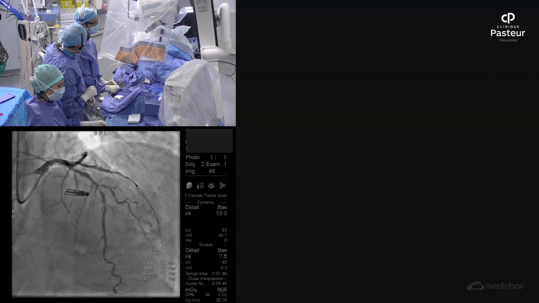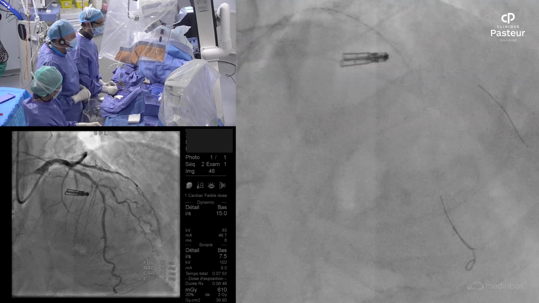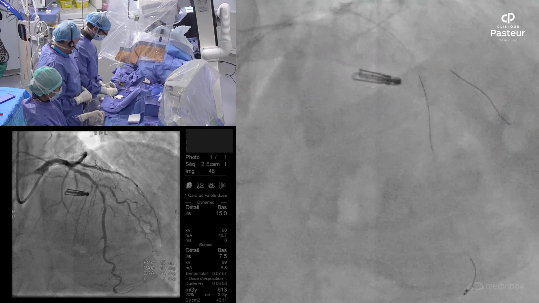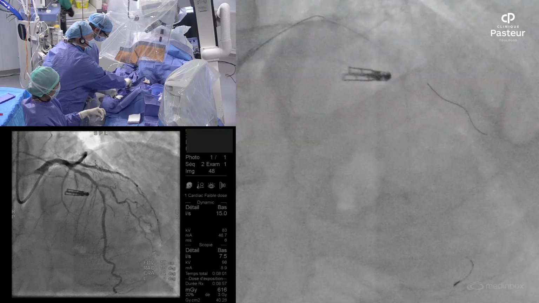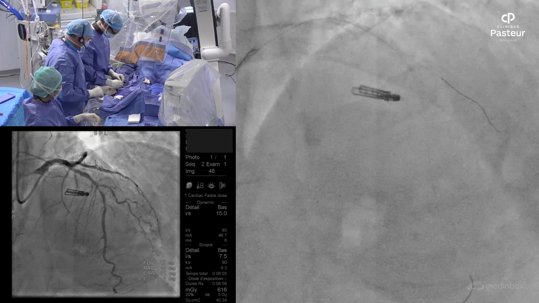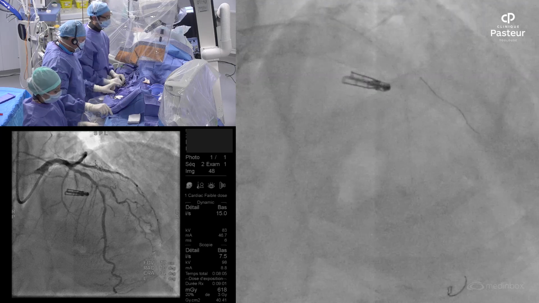So maybe we can now evaluate the result after predilatation. It's a 2.5 by 20 millimeter. So the next step will then be, I think, the rota wire. Okay, so the rota wire is out now. Is out, yeah. Okay. C'est bon. On peut retirer le ballon et le rota.